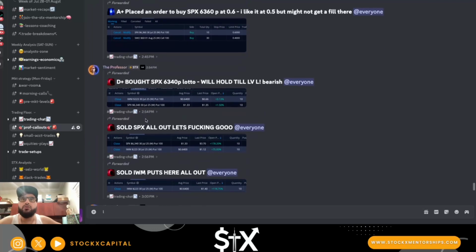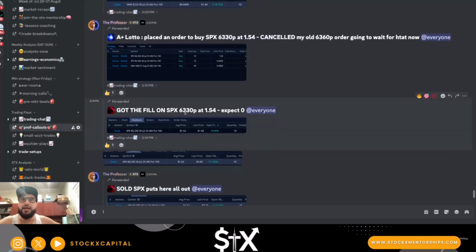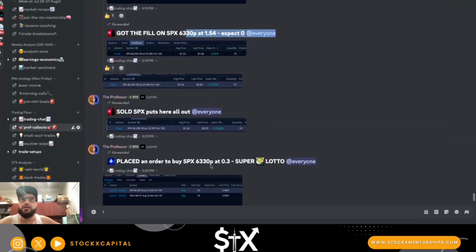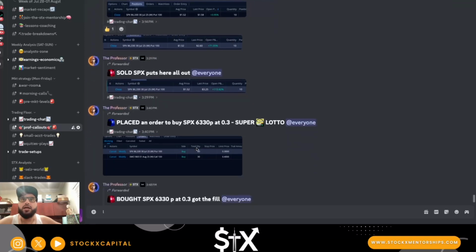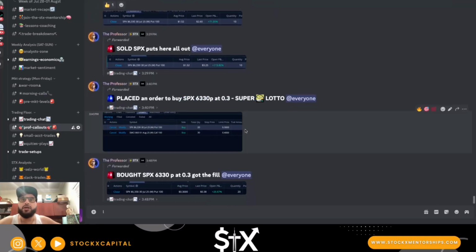So we got the 63.30 at around 1.5, managed to get the fill on that, and those ended up paying as well. And then we tried this one here. This was the last play. It didn't end up working, but it did go up 50% fast, but I'll call it a loser because when I got the fill, it was very hard to sell. So very awesome play here.